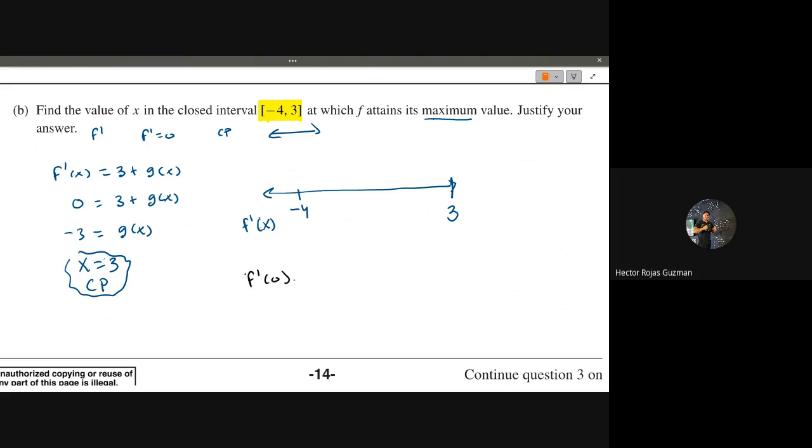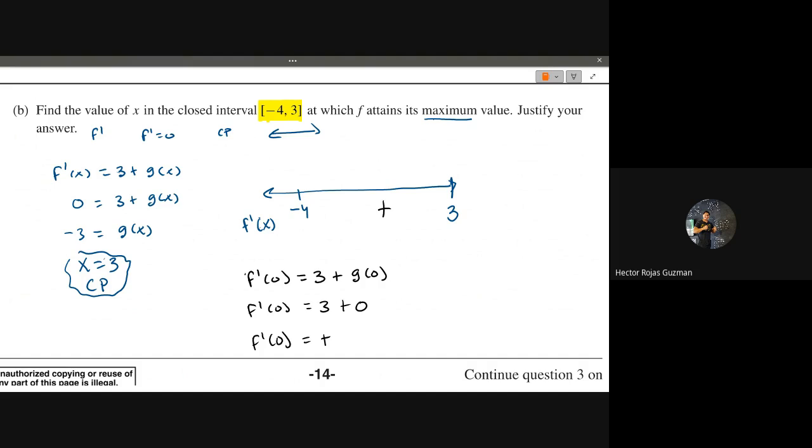F prime of 0 equals 3 plus g of 0. F prime of 0 is 3. G of 0, according to the graph, is 0. So that means that derivative is positive. Now, what this means is that from -4 to +3, the function is continuously increasing.